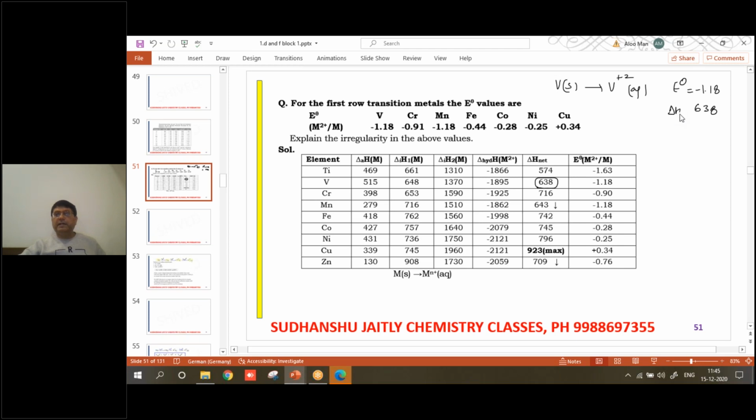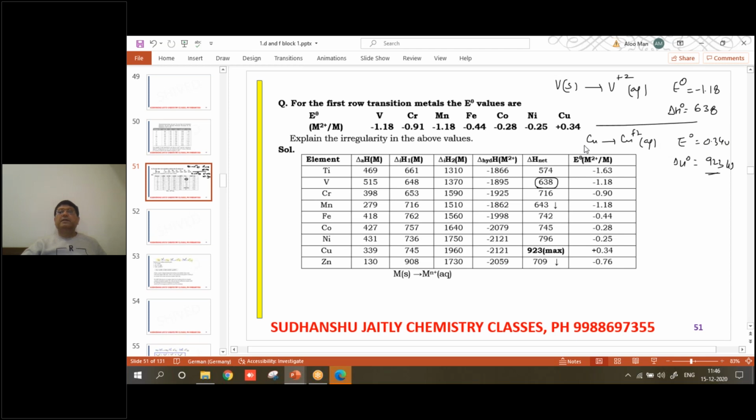638 delta H. Positive, right? Positive. Now let us see the copper. Copper plus 2 aqueous. E naught is 0.34 volt. For that the delta H is going to be 923 kilojoule. Obvious dimension, right? Now you were taught if delta H is more positive, E naught is more.